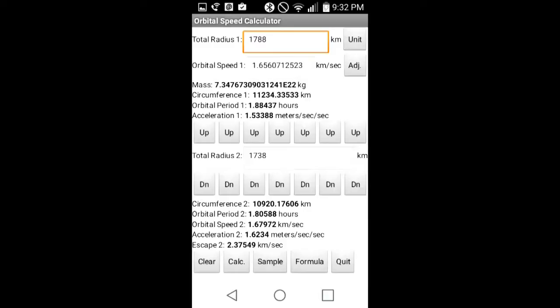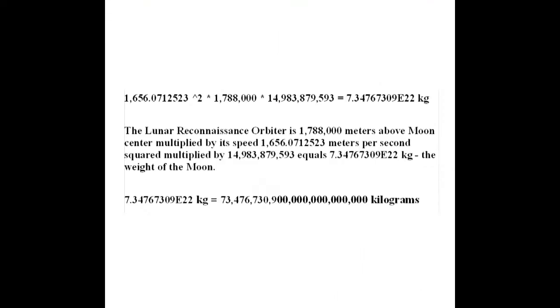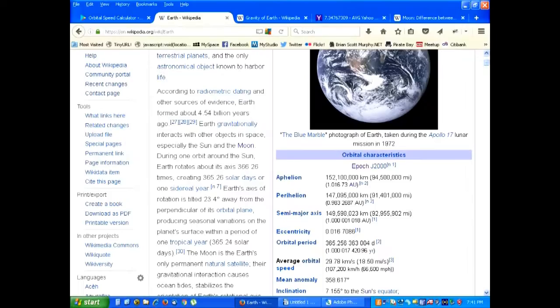7.34767309. In this case, I adjusted the speed given by 3.5% to get the value for the mass as given. I don't know how accurate the values given actually are. Perhaps all the values are off a little bit, even the gravitational constant number I'm using. Again, for the Moon, looking at the math, we have speed in the thousands, distance in the millions, multiplied by the gravitational constant in the billions equals the weight of the Moon as 73 sextillion kilograms.